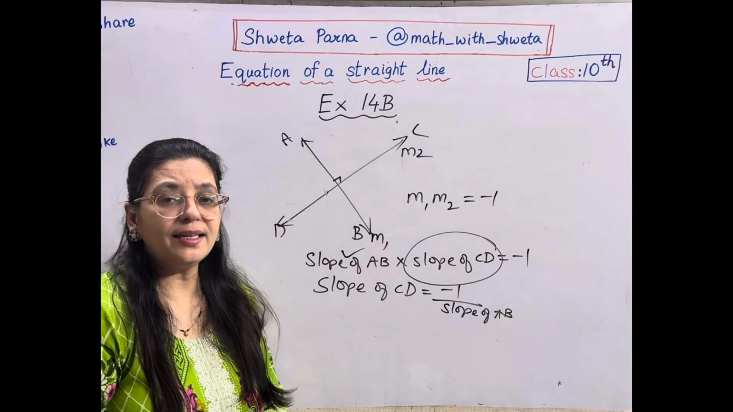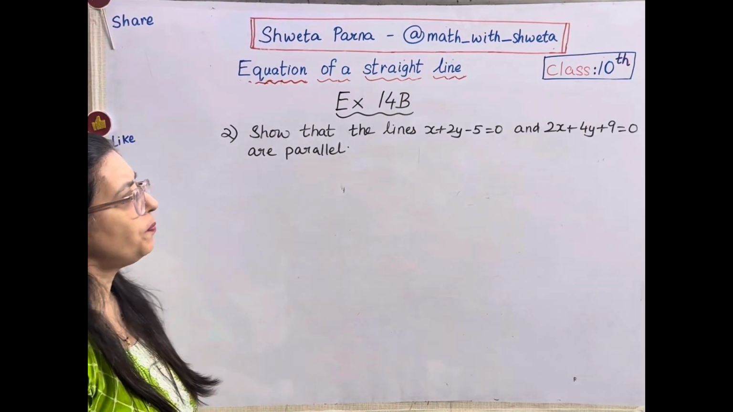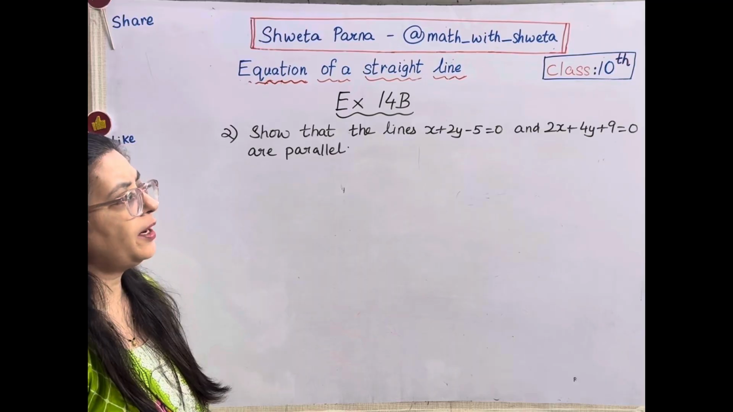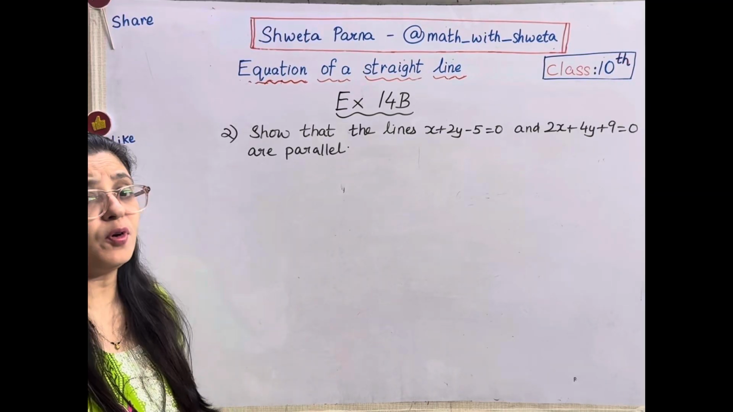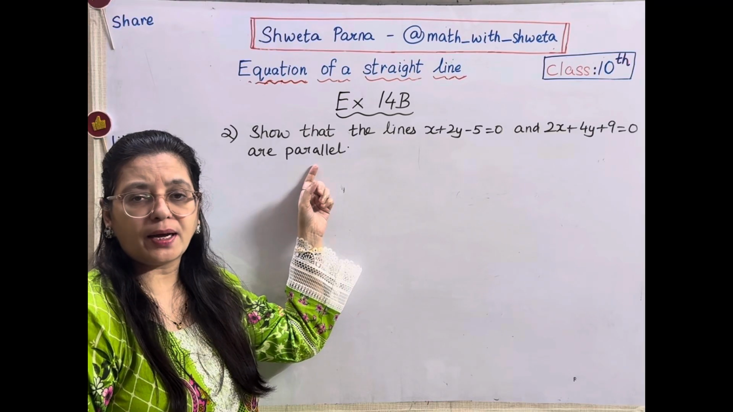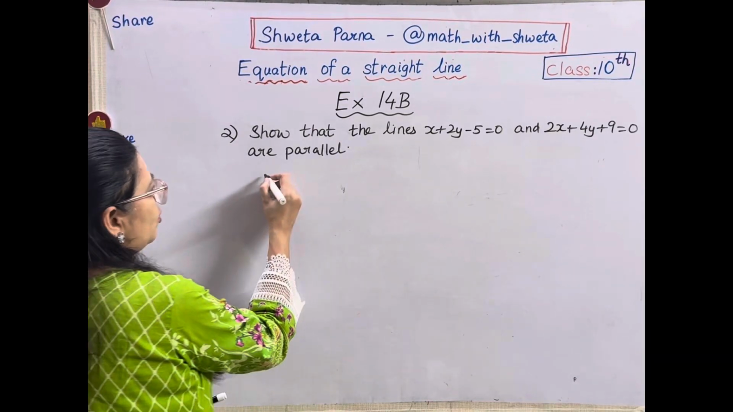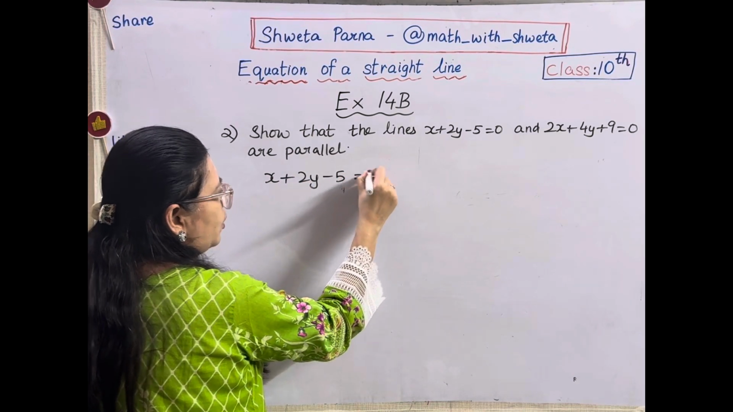Okay, come on, let's start with exercise 14b. Let's do question number 2. Show that the lines x plus 2y minus 5 and 2x plus 4y plus 9 are parallel. So for that, to prove that the lines are parallel, you need the slope. So we will have to first find the slope of x plus 2y minus 5 is equal to 0.